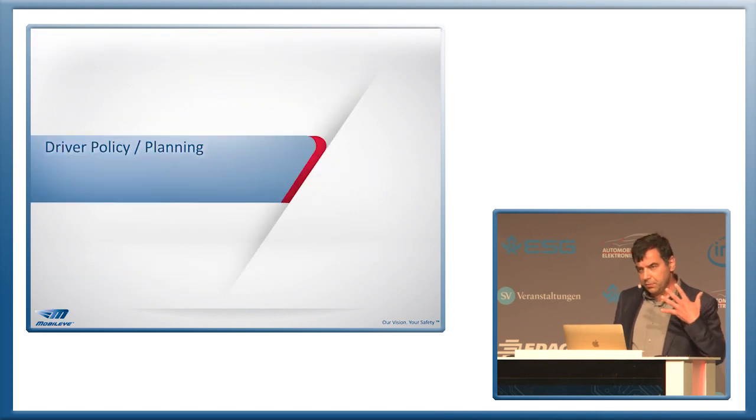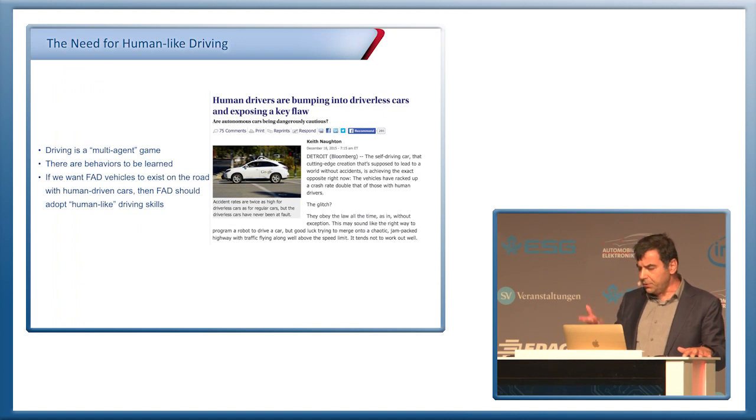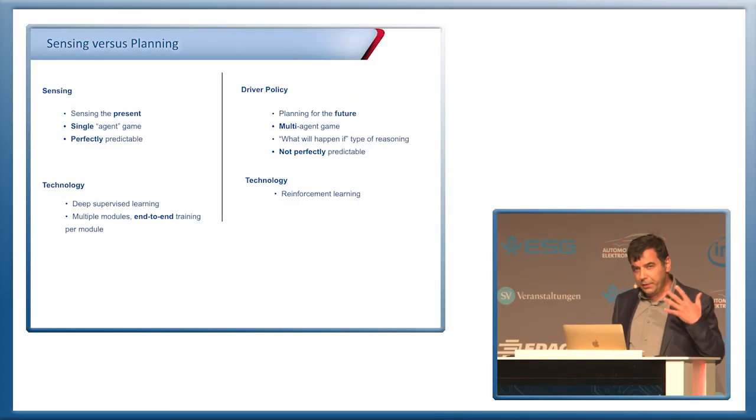The next issue I want to go into is planning, the driving policy. I took something from the internet about how today's experimental cars, in this case Google's, but I think all of them are like that, are too conservative. And they create accidents by non-human-like driving behaviors. The point I want to make here is that driving is a multi-agent game. We need to understand human driving behavior in order to merge into traffic in a safe manner. So we need to plan.